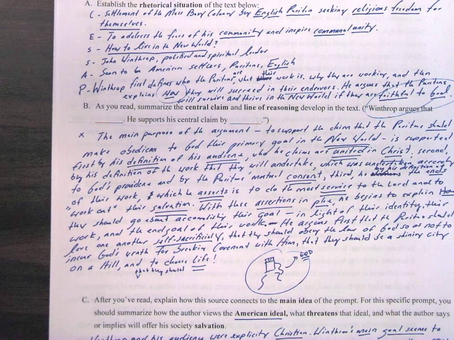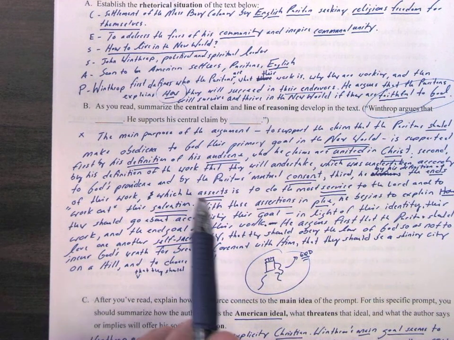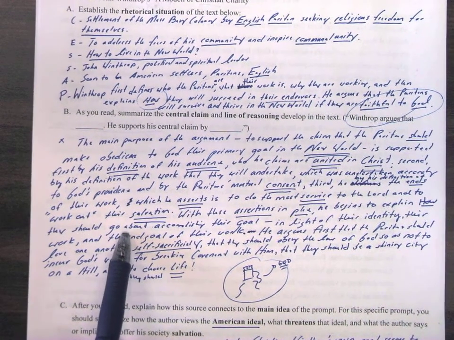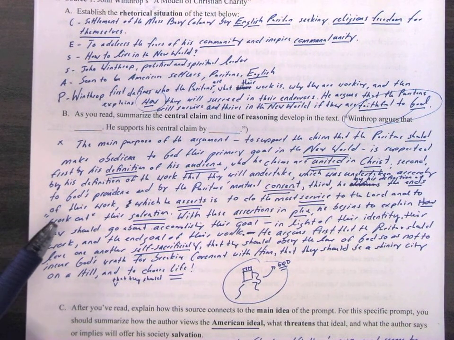Right. So with that goal in mind, Winthrop answers the question, why are we going to do that? Well, he answers essentially by appealing once again to the Christian identity of the audience. He says, we're doing this because this is our goal in pretty much everything. We're trying to do the most service to the Lord. We're trying to serve God and work out our salvation and obey His commandments.